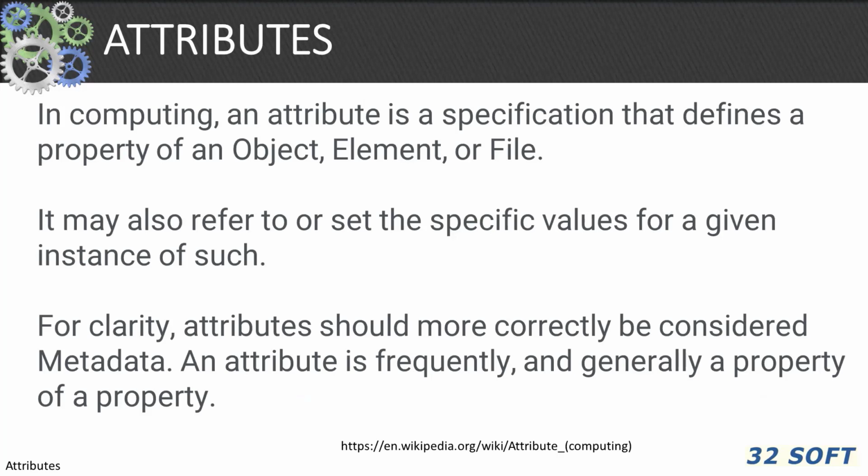In computing, an attribute is a specification that defines a property of an object, element, or a file. It may also refer to a set of specific values for a given instance of such. For clarity, an attribute should be more correctly thought of as metadata. An attribute is frequently and generally the property of a property. We will take a quick look at how QAD handles attributes a little later.